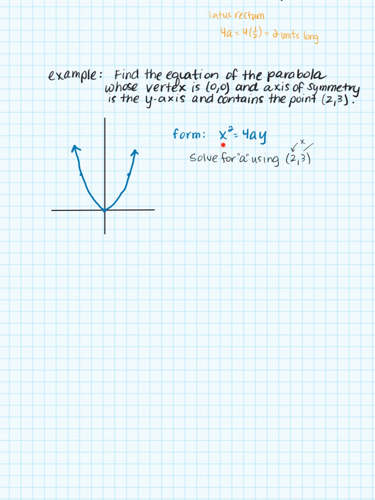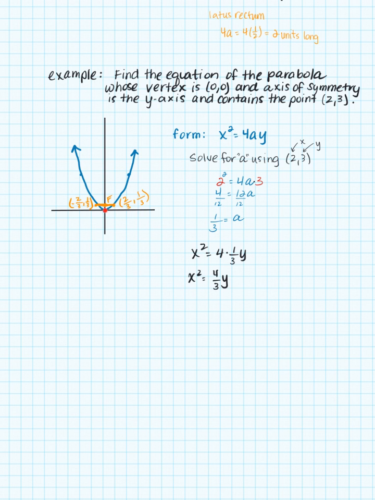So we're going to be using the form x squared equals 4ay, and we have a point (2, 3) that we're going to plug into this equation so that we can solve for a. By plugging 2 in for x and 3 in for y, I get the equation 4 equals 12a. Divide by 12, and we see that a is equal to 1/3. So now my equation becomes x squared equals 4 times 1/3 y, because a is 1/3. I solved for a by using the given point (2, 3) that was on my parabola. Then if I multiply 4 times 1/3, I get the equation x squared equals 4/3 y.